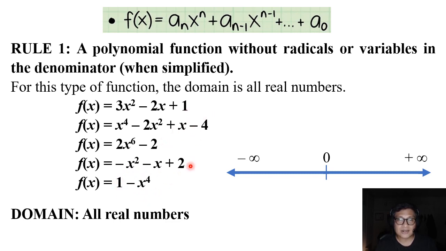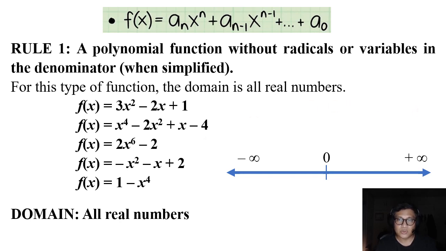Now you notice here, class, that the exponents of your variable x are all positive, or if it is linear, then it is simply raised to 1. If you encounter this kind of function, we call this a polynomial function, so what will be the domain? The domain here, class, will be all real numbers. In other words, any real number that you substitute into the variable x will always give a value for your f of x, which is also a real number.